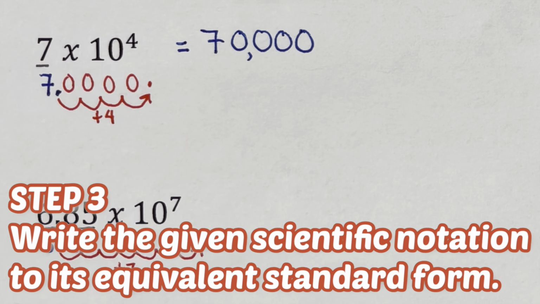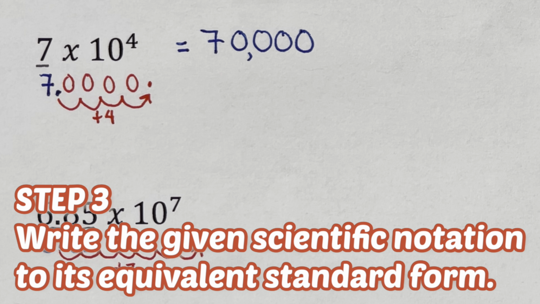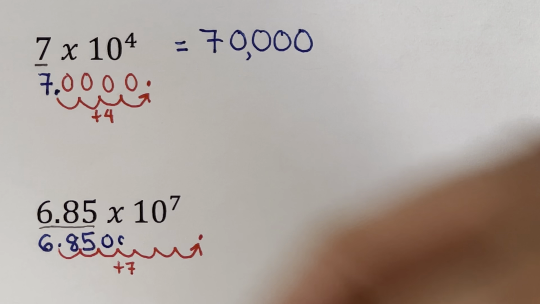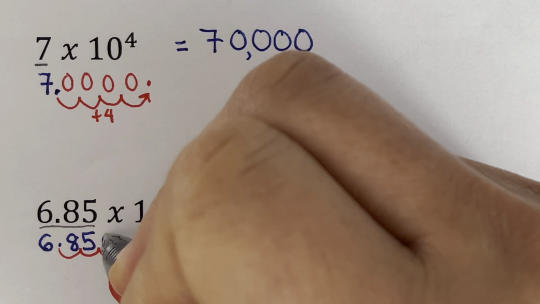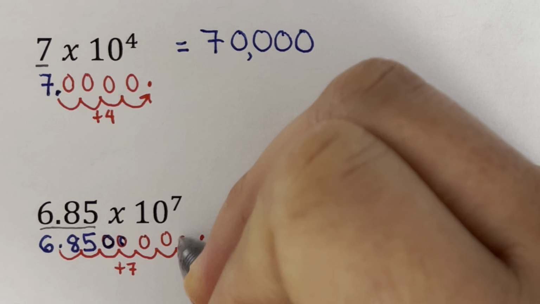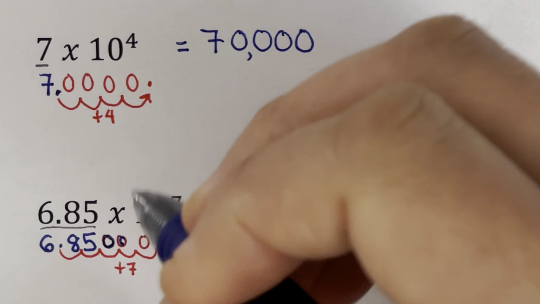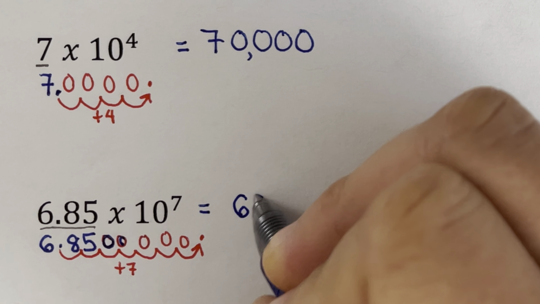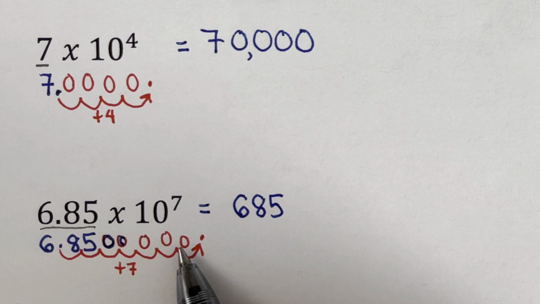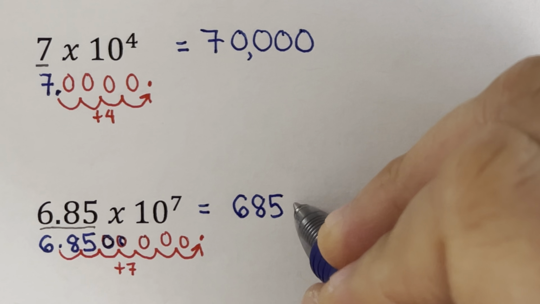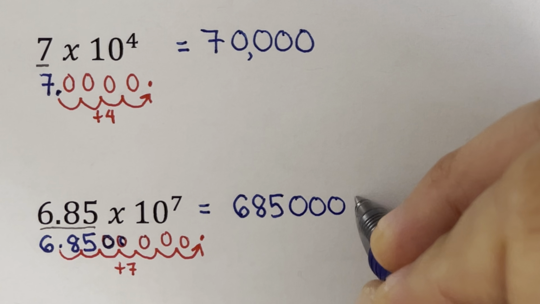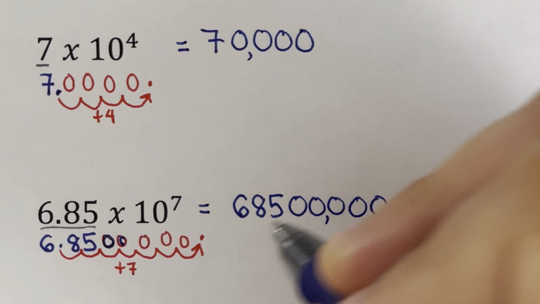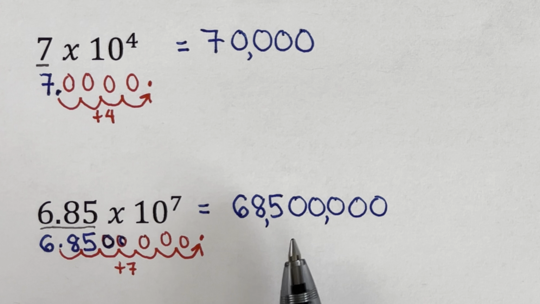The third step states that we're supposed to write the given scientific notation to its equivalent standard form. So I'm just gonna go ahead and put zeros in between these dots and the last digit that we have here. So then we can say that our standard form for this scientific notation would be 6, 8, 5. And then I'm just going to add 5 more zeros: 1, 2, 3, 4, 5. And so this is the equivalent standard form for this scientific notation.